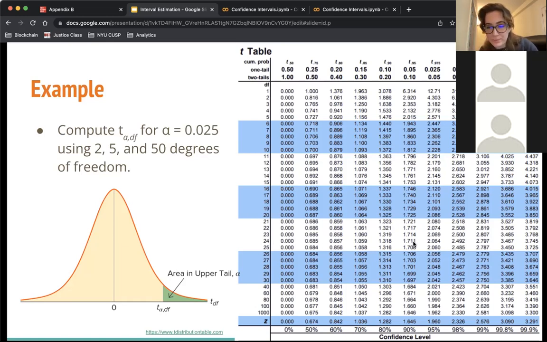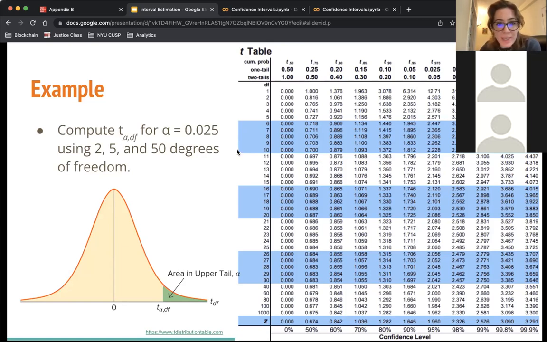Oh, so the one tail is the alpha, right? I just see one tail, or are you looking at the 0.95 and the 0.9? Is that what you're looking at?